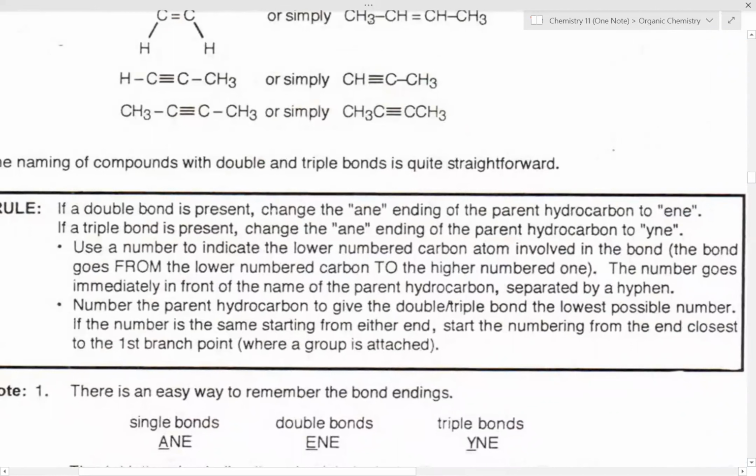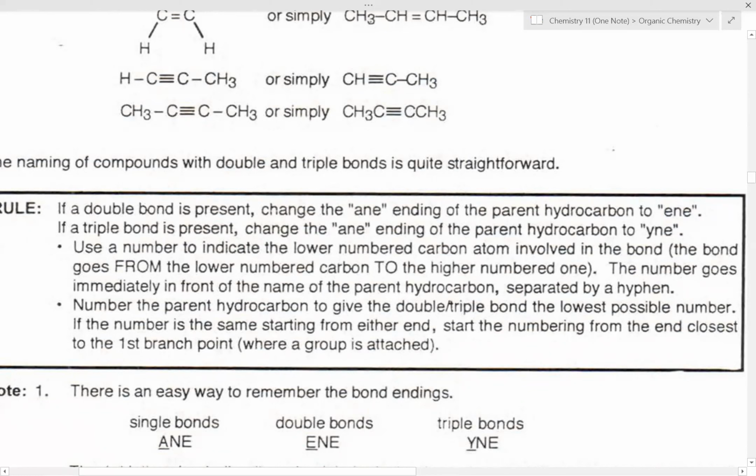Now, if a double bond is present, you change the A-N-E ending to E-N-E. If a triple bond is present, then change the A-N-E ending to Y-N-E. Use a number to indicate the lower numbered carbon atom involved in the bond. The bond goes from the lower number to the higher numbered one, and the number goes immediately in front of the name of the parent hydrocarbon. Number the parent hydrocarbon to give the double or triple bond the lowest possible number. If the number is the same starting from either end, start the numbering from the end closest to the first branch point.